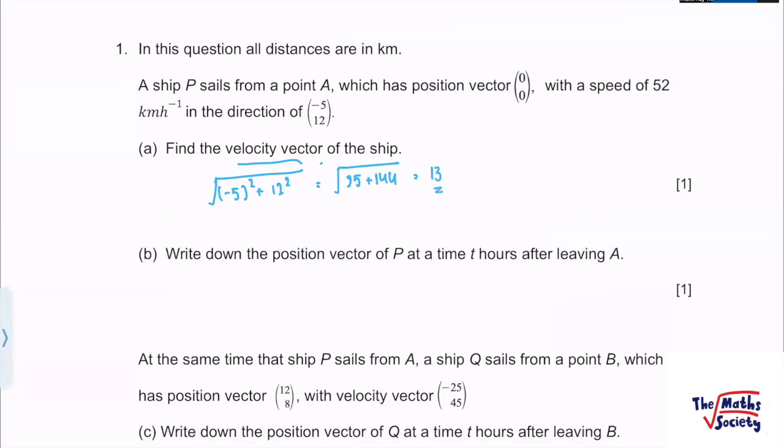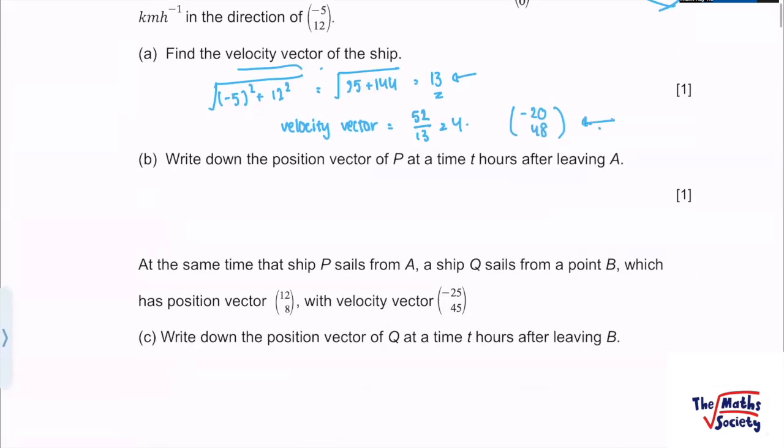So we now have the magnitude of 13, and then to find the velocity vector, we have the speed, so that's just 52 divided by 13, you get 4, and to find the velocity, you multiply with (-5, 12), so you get (-20, 48), and that is your velocity vector. And it says to write the position vector of P at time t hours after leaving A. So we just know that it's just t times (-20, 48). So that's t hours after leaving A.